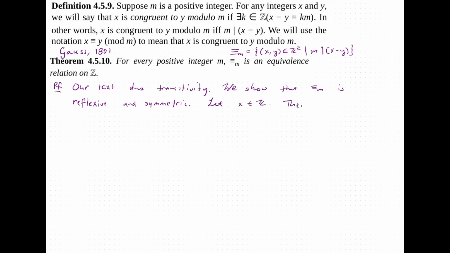Then x minus x is equal to 0, which is 0 times m. Therefore, x comma x is in the relation congruence modulo m for each integer x. Thus, congruence modulo m is reflexive. So it remains to show that it is symmetric, and for symmetric, we need to choose x comma y to be in the congruence.